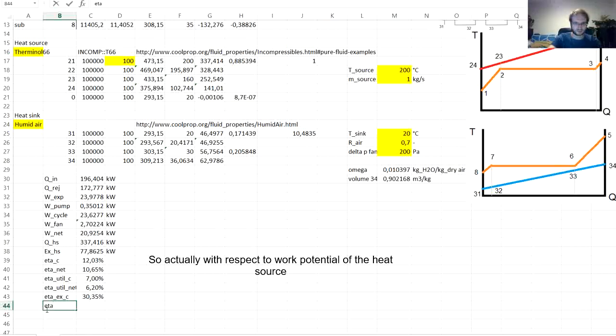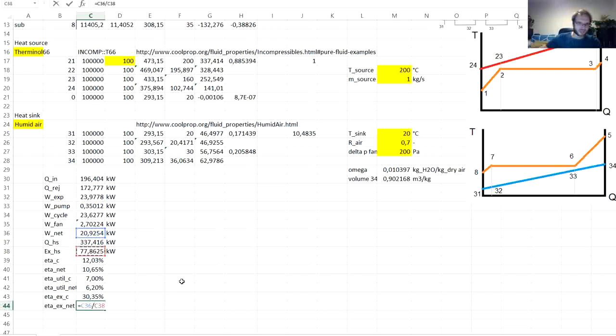And of course we can also define the Exergy efficiency for the whole system. So it would be the net work output divided by the Exergy of the heat source, and it's almost 27%. So this last value, the net Exergy efficiency, is the parameter that tells us how well the system can convert the thermodynamic potential in the heat source into the work.